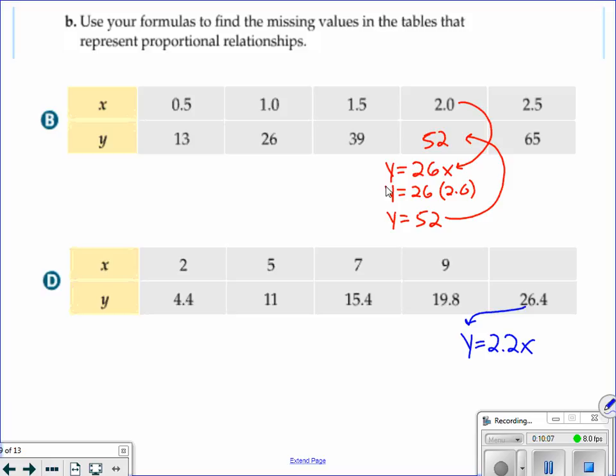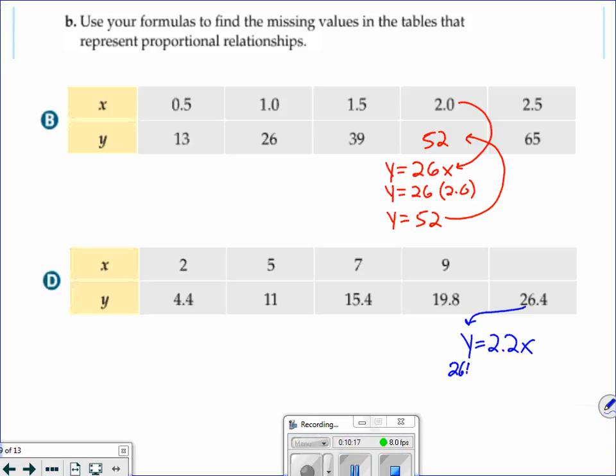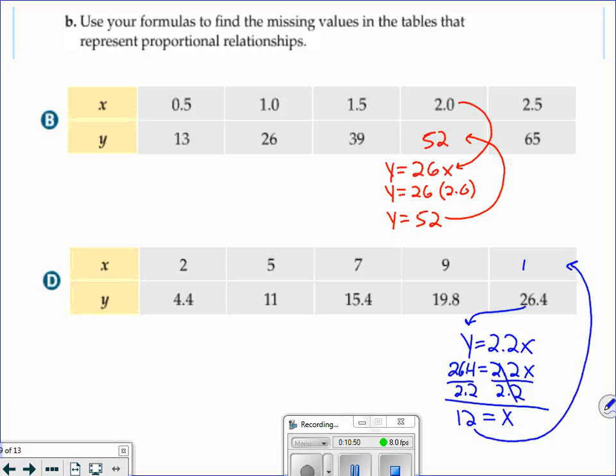Now for the table D, we have the y value, and we need to figure out what the x is. So I'm going to put that 26.4 in for y, and I'm going to solve for x. Now to solve for x here, the opposite of multiplying by 2.2 is dividing by 2.2. And when I do that, I am going to get 26.4 divided by 2.2 is going to equal 12. And the 2.2's cancel over here, and we're left with the x. So 12 equals x. That goes in to my table right here.